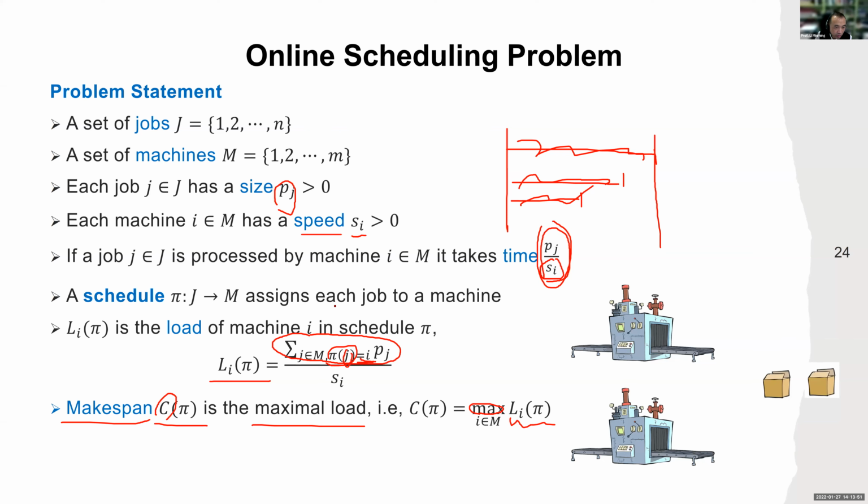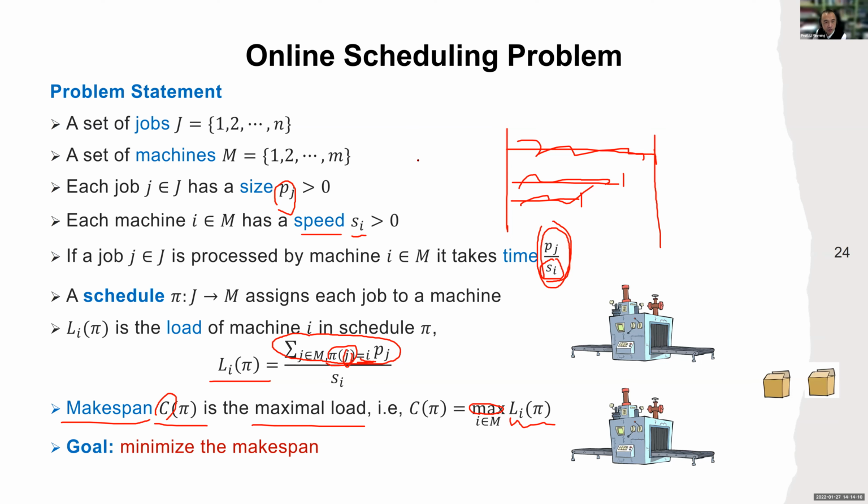Okay, good. Majority of you get it. Some of you didn't get it, but I believe that after we explain the simple examples, especially the examples where S is the same for all the machines, you should be able to understand. Okay, so let's move on.